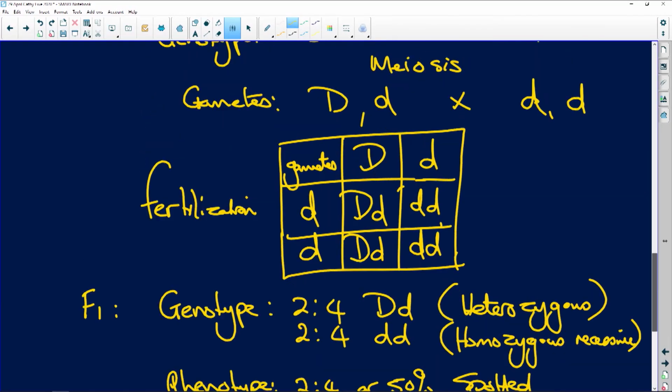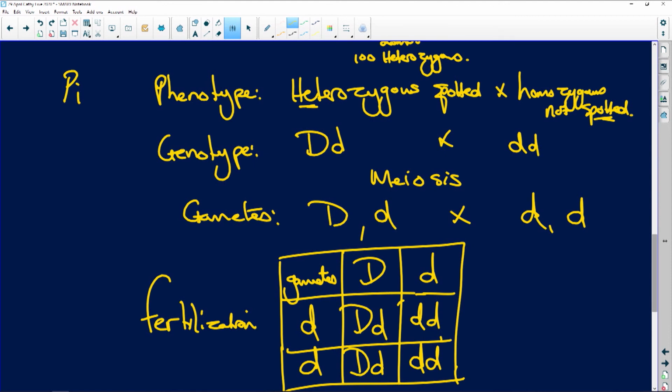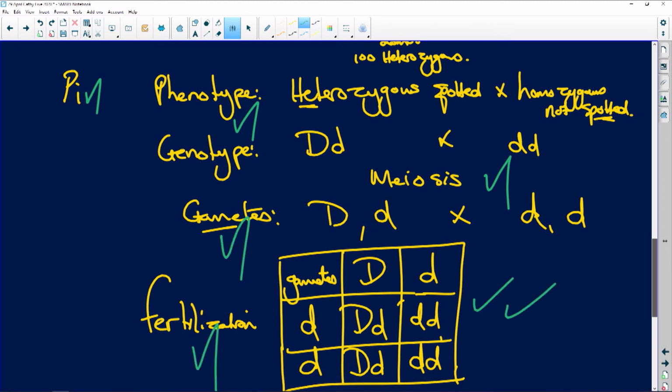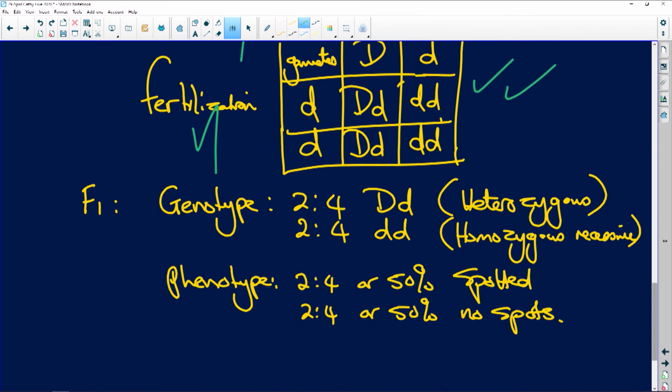So remember, P1, phenotype: they're going to tell you what mommy and daddy look like. Genotype: what are mommy and daddy's genes? Meiosis takes place. What do we do with meiosis? We have our little gametes, so that's our half plus the other half. We have this, we have that, we have that, we have that, and we have that. Full marks. There you go.